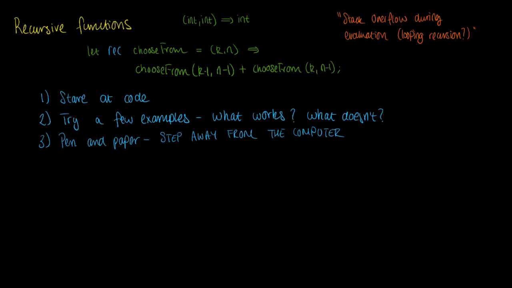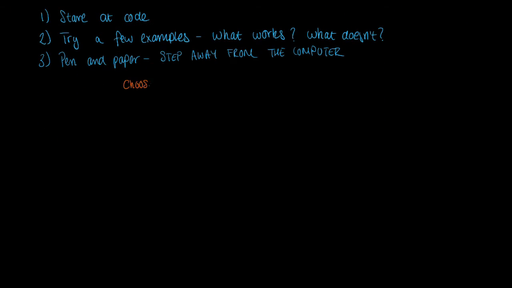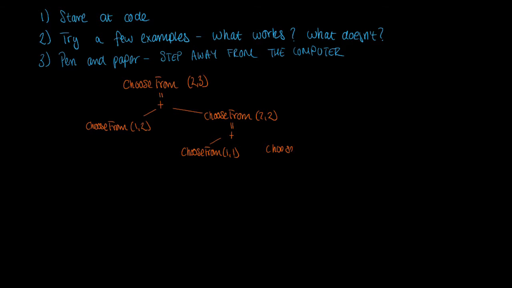So first thing you do is write down choose to 3. Then from the definition, we know that this expands to choose from 1, 2 plus choose from 2, 2. At this stage, left or right doesn't really matter, but let's go with right because that's what Reason likes to do. We expand the right to get choose from 1, 1 plus choose from 2, 1. Again, we expand choose from 2, 1 and keep going. We have choose from 1, 0 plus choose from 2, 0. And we keep going to get choose from 1, negative 1 plus choose from 2, negative 1.